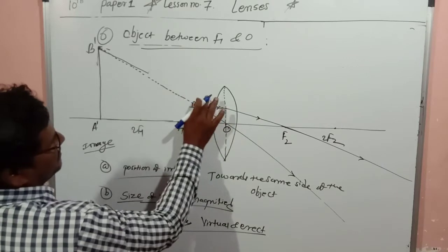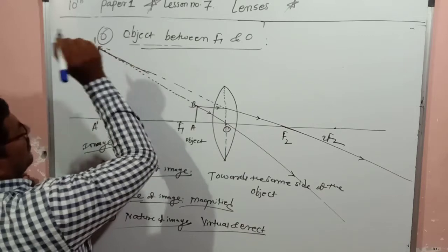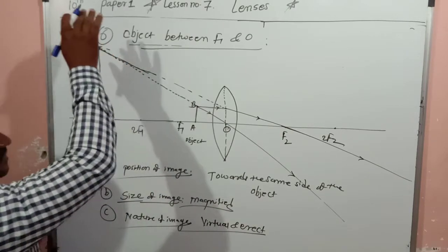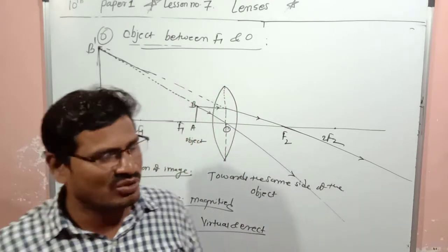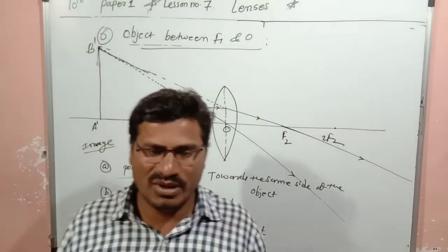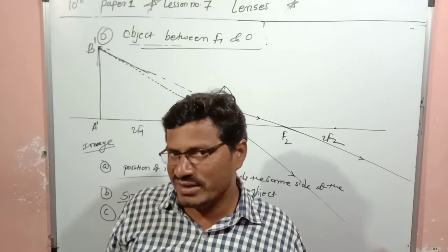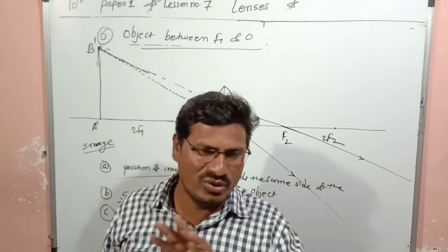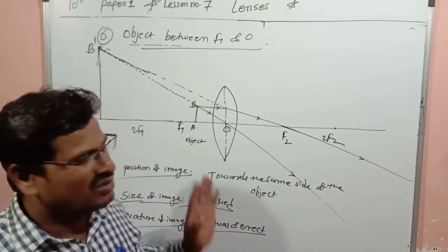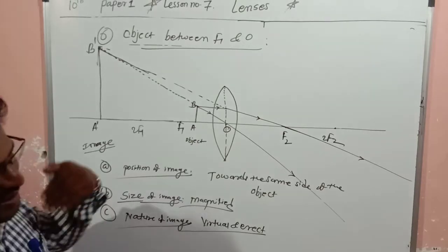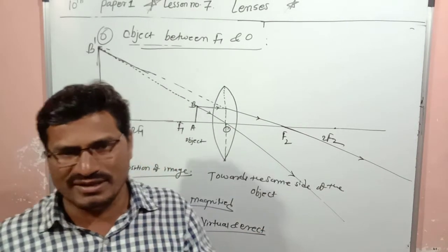Okay, where they will meet, there will be our image. So this sixth position you have to remember. And one table is there, that table is also very easy. If you are understanding the ray diagram, you can draw that table, and you will not lose objective marks. So we will draw that table, and after that we are going to study images formed by the concave lens.